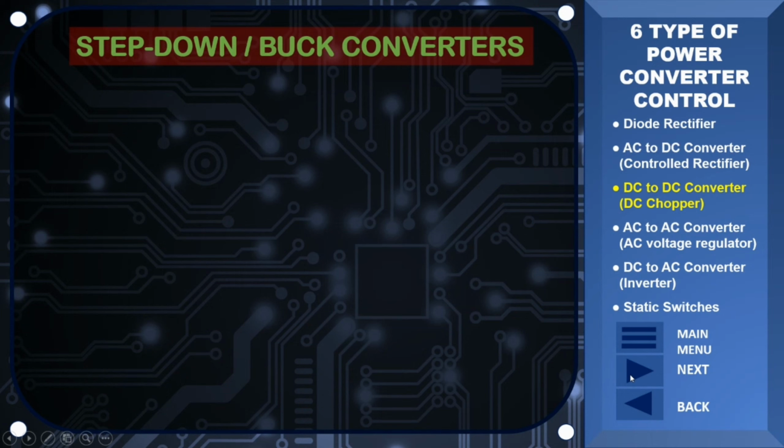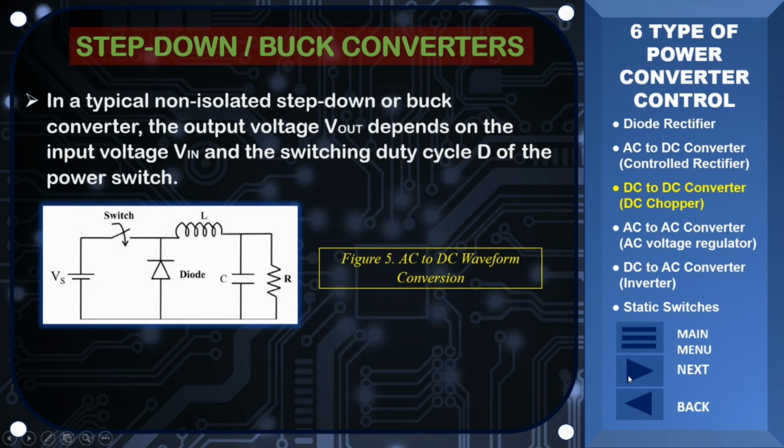Number 1. Step-down or buck converters. In a typical non-isolated step-down or buck converter, the output voltage depends on the input voltage and the switching duty cycle of the power switch. Figure 5 shows a fundamental step-down DC to DC converter topology. It is a class of switch mode power supply typically containing at least two semiconductors, a diode and a transistor.